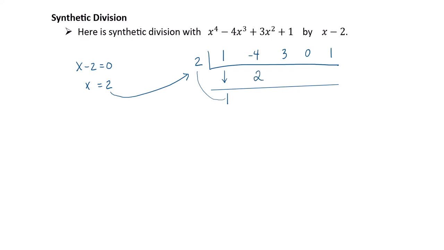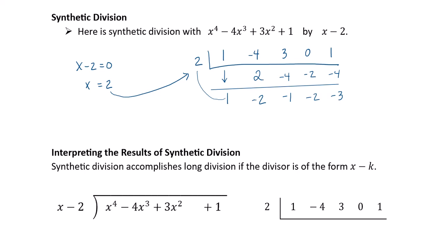1 times 2 is 2. And then combine down. -4 and 2 is -2. That's one full cycle. We'll repeat. -2 times 2 is -4. 3 and -4 is -1. -1 times 2 is -2. 0 and -2 is -2. -2 times 2 is -4. And 1 minus 4 is -3.